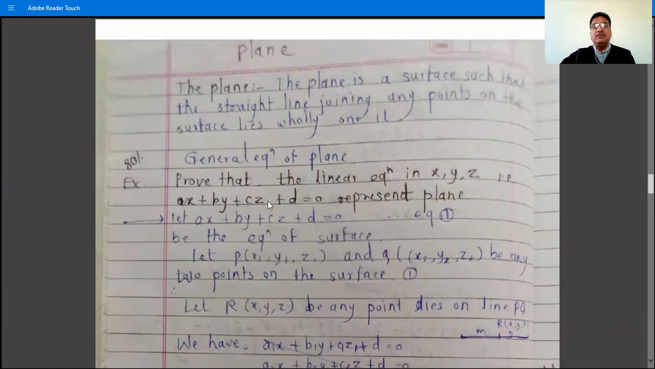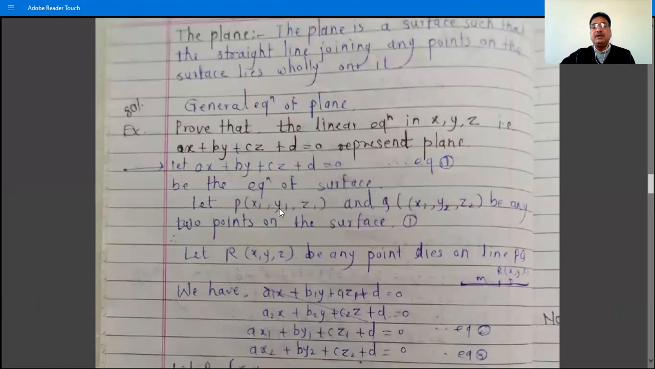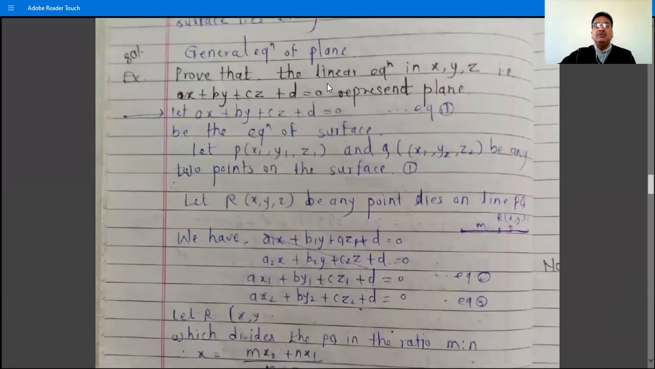So first, we have to show this equation number 1 represents a plane. Now we use the definition: take any two points, suppose P(x1, y1, z1) and Q(x2, y2, z2) be any two points on the surface, and we have to prove that this line PQ lies wholly on the surface 1. That is, each point between P and Q, or on the line PQ, lies on this surface 1. There are infinitely many points on the line PQ. So take any point on that line PQ. Let R(x, y, z) be any point on the line PQ.